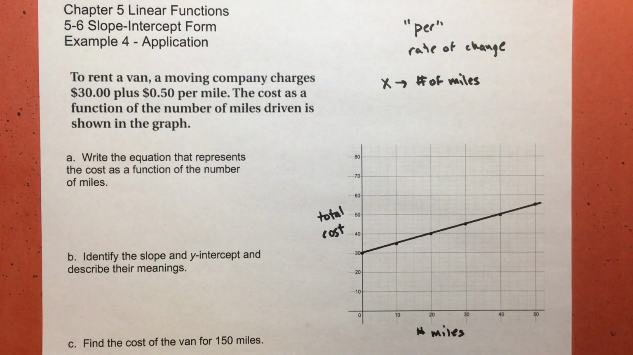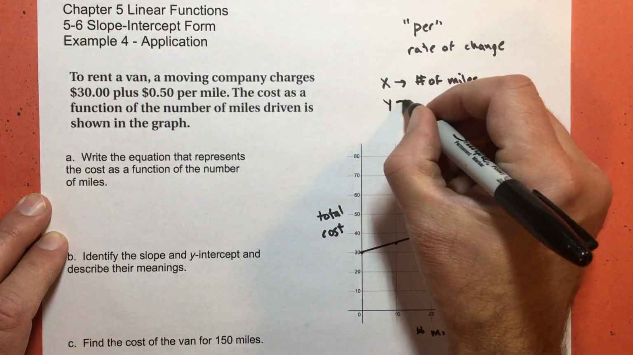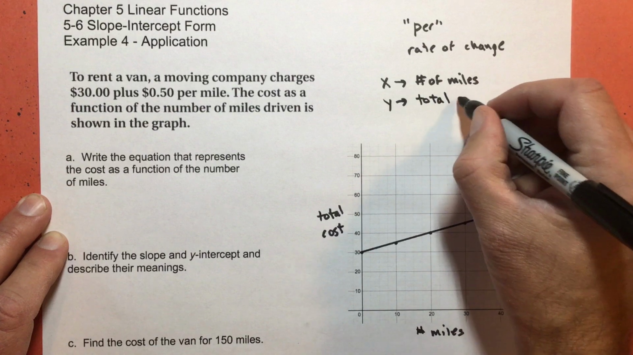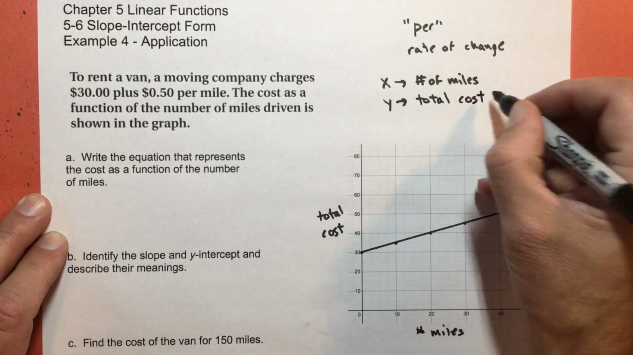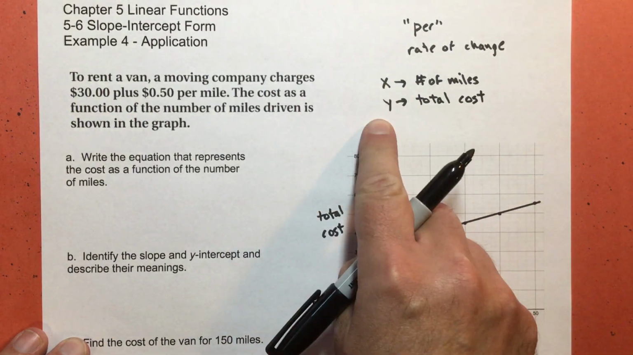Now I know you're probably thinking, yeah, but if I have to move, I don't get to choose how far away these places are. Yeah, you're right, okay? But you do get to choose how much you use the truck, all right? So think of it that way. The cost, which is the dependent variable, depends on how many miles that the customer drove the moving van. All right, so I've got my variables labeled here.